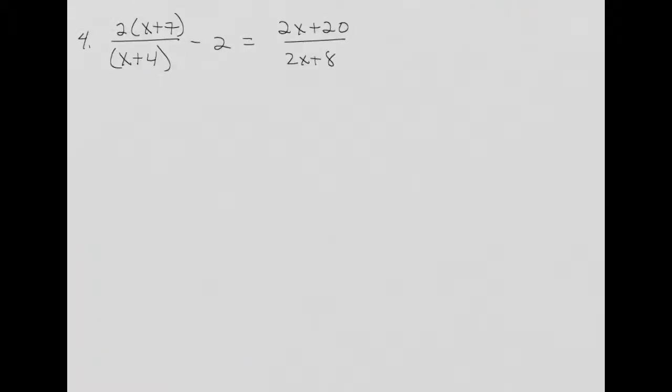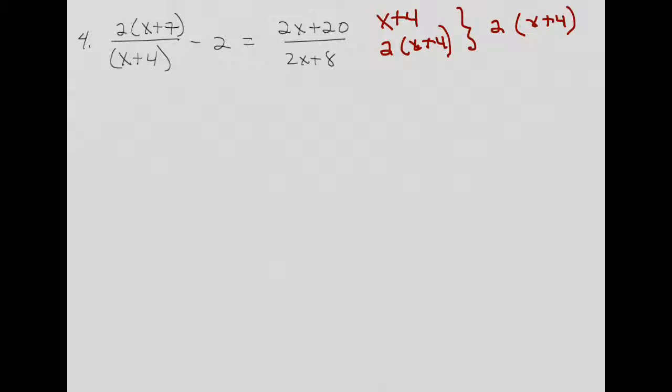Okay, let's find the LCD of this. To do that, I'm going to have to factor this first, and instead of rewriting it, I'm just going to go ahead and write the factorization. So for this factor, I have x plus 4, and for the other one, I'm going to have 2 times x plus 4. And so the LCD of these two is going to be 2 times x plus 4. Okay, so let's go ahead and multiply both sides of this equation by that LCD.